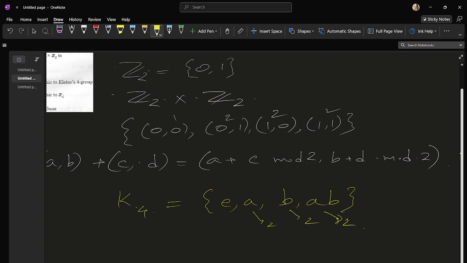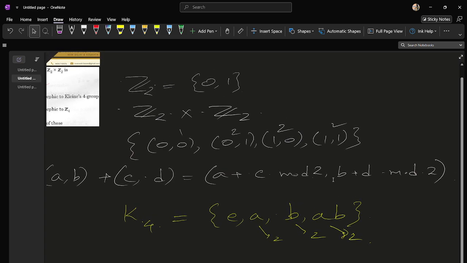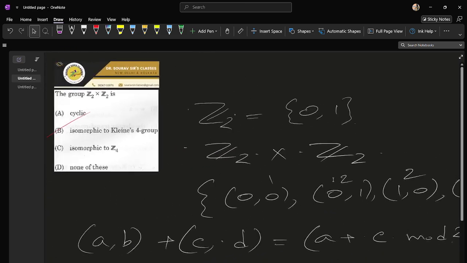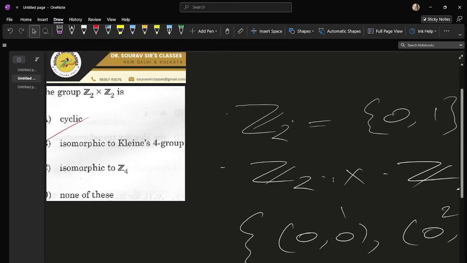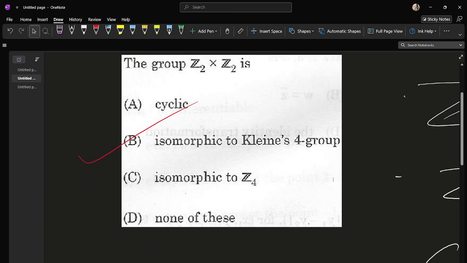The structure K4 matches Z2 cross Z2 since both are abelian of order 4 and have only elements of order 1 or order 2. So the cardinality of the elements of the same order are equal. So the group Z2 cross Z2 is isomorphic to Klein's 4 group. This is the correct option here.